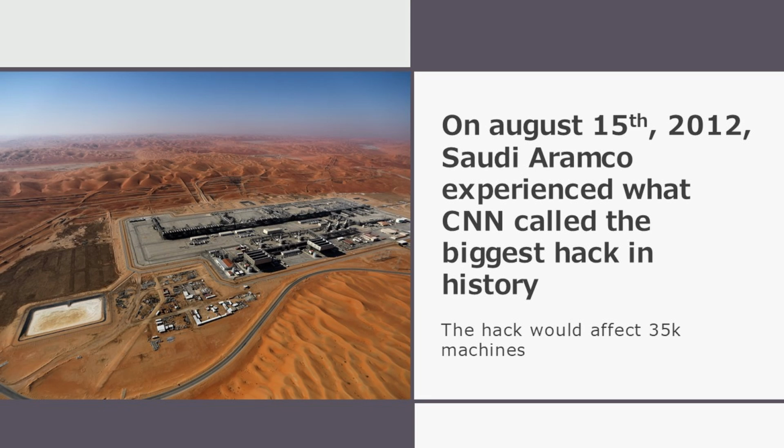On August 15th, 2012, Saudi Aramco experienced what CNN called the biggest hack in history. The hack would affect 35,000 business-facing machines. The Shamoon attack, named for a file directory that was created by the virus, did millions of dollars in damage and shut down business operations for days.